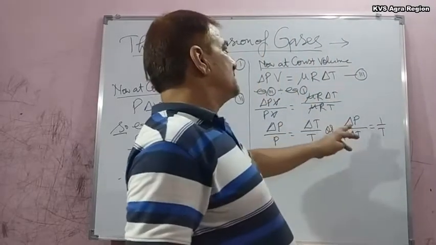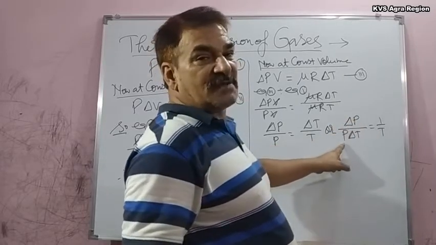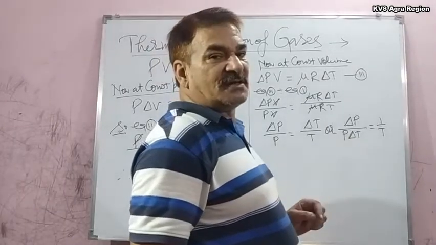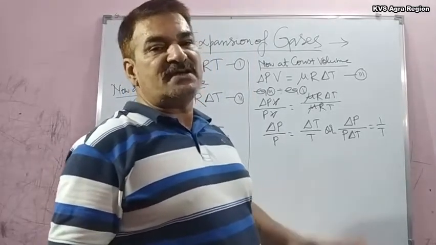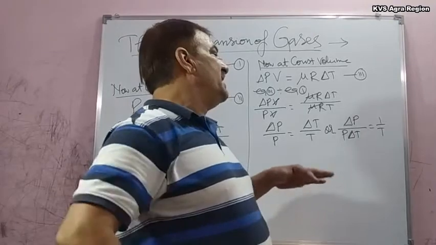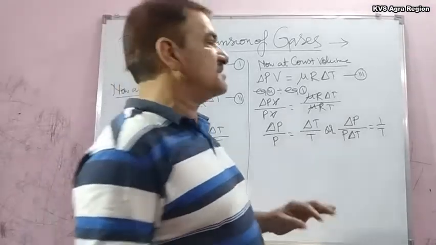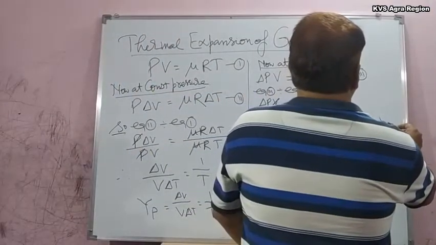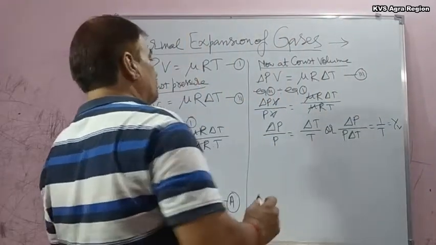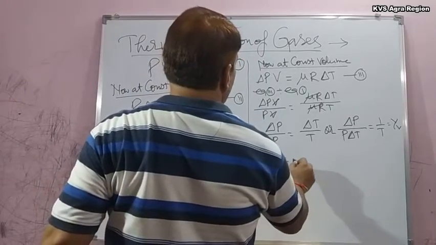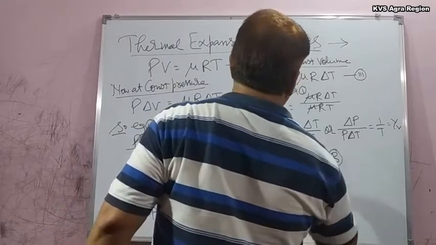Now what is this? Delta P upon P delta T means change in pressure per unit original pressure per unit change in temperature. Then it is the coefficient of pressure expansion at constant volume. So here volume is constant, and this is the coefficient of pressure expansion at constant volume. So it will be denoted by gamma V. So we find that gamma V equivalent to 1 upon T. Let me name this equation B.